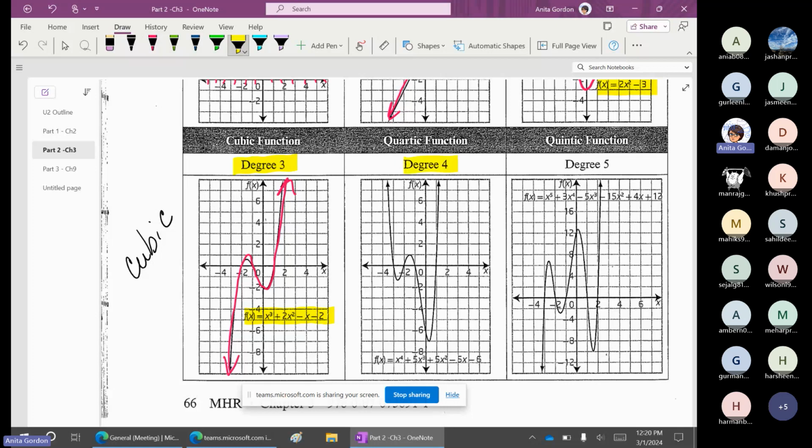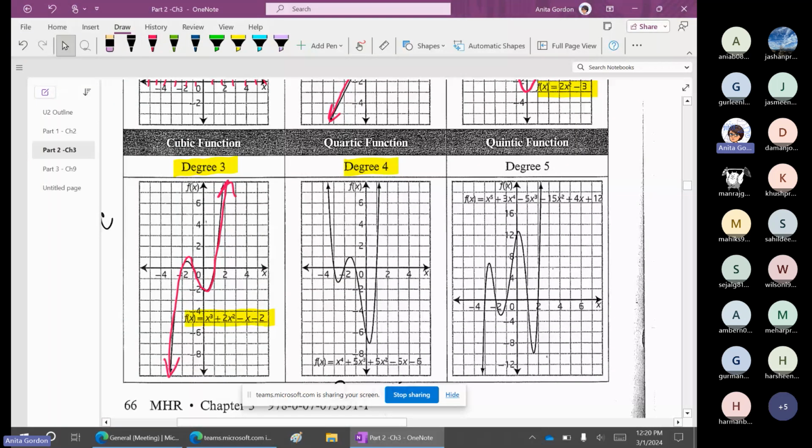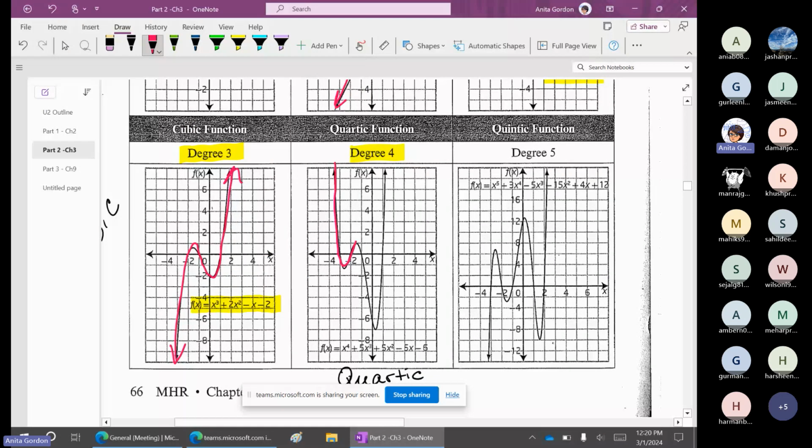Degree 4, I'm going to write this one underneath here. This is a quartic. Think quarter, 4, or a fourth. Quartic function has a degree 4, and essentially it is like a parabola but has 2 vertices. Not always, but it has essentially a W shape.